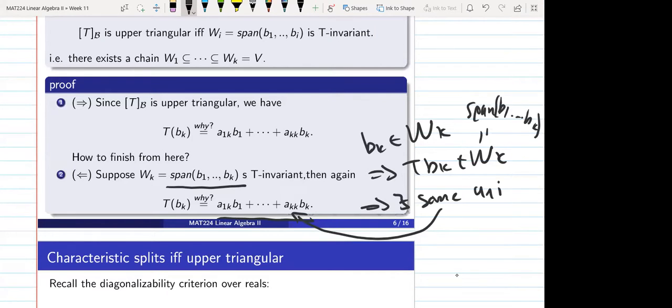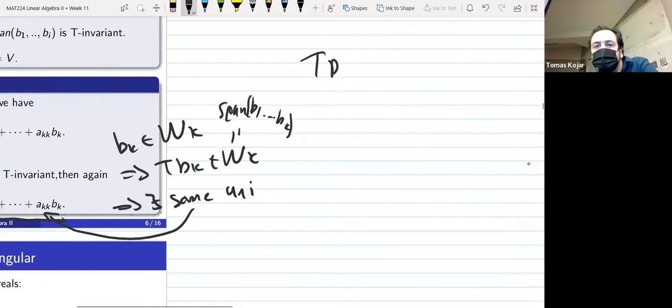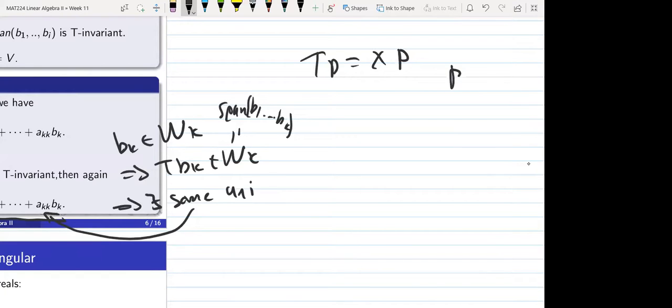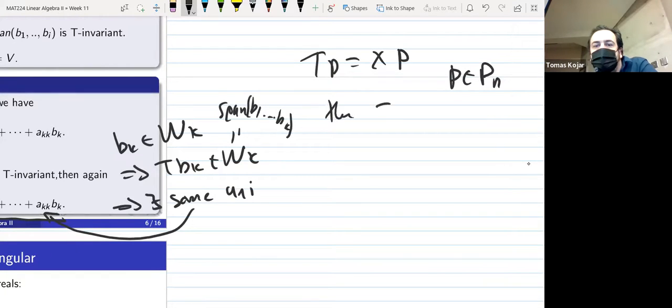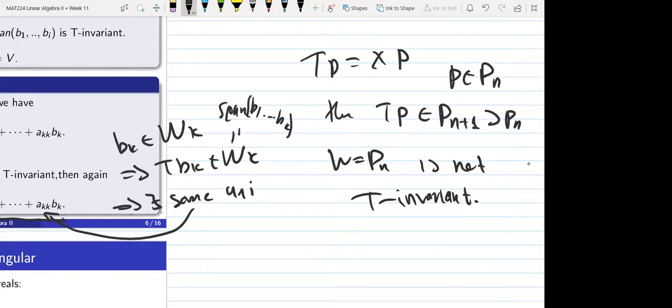Professor, I have a question. Aren't all transformations with the same domain and codomain invariant? I did an example, right? Remember I did T P equal to X P, and take P to be in P_n. Then T P is in P_{n+1}, which contains P_n. So W equal to P_n is not T invariant. Oh, right, yeah. Okay, that makes sense. Thank you.